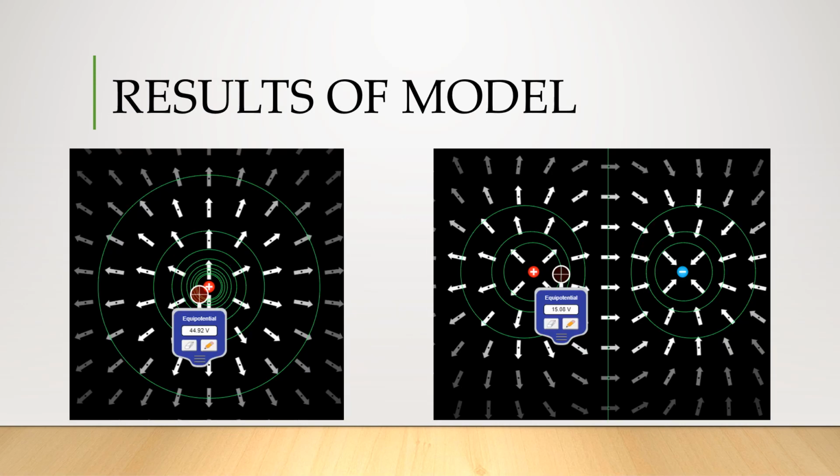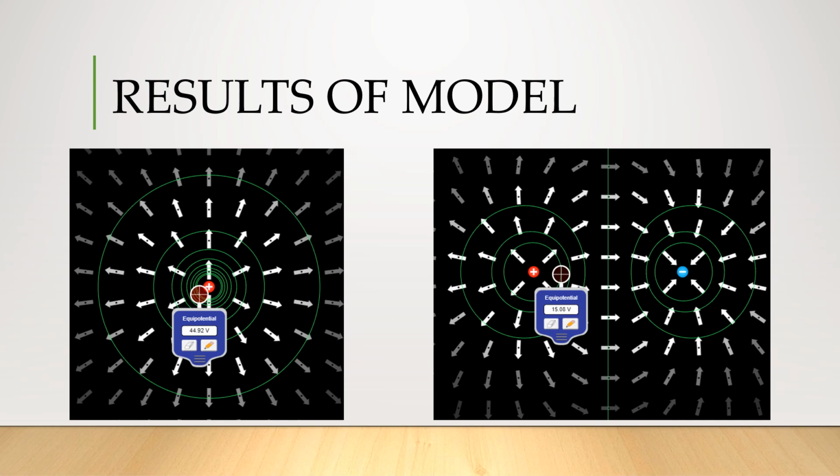Okay, so here we have two different setups in the online simulation. On the left there, we just have a single positive point charge. So the red dot in the middle with the plus on it, that's the charge. The green lines are the equipotential lines, and the white arrows are the electric field lines. So as you can see from this, the electric field lines are always perpendicular to the equipotential lines, and no matter how close you get down there in the center towards the middle, the equipotential lines never crossed each other.